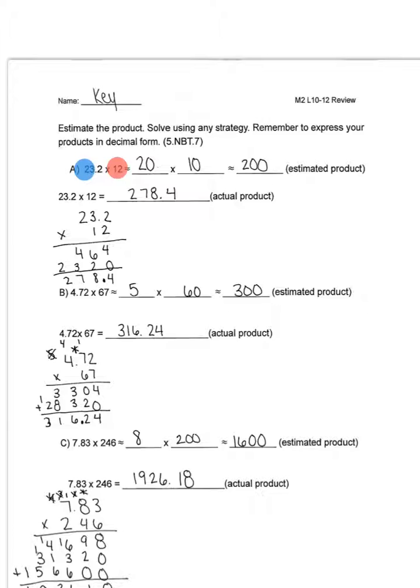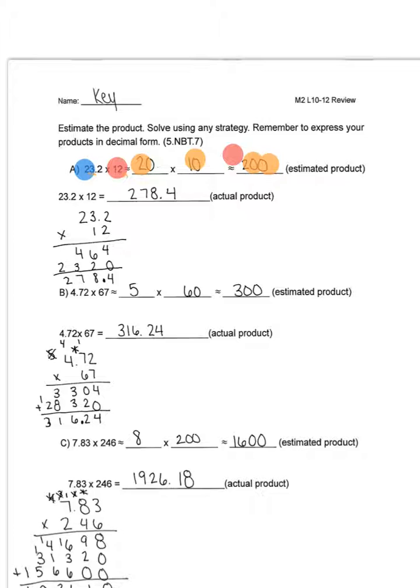And another way to do that is if you look at the number next door, if it's 5 or higher, you're going to want to round up. That's a 3, so we're going to keep it the same. On the 12, it's a 2, so we're going to keep it the same. But if it was a 5 or higher, we would round it up. So 1 times 2 is 2. And then we have 2 zeros, so that's why there's 2 zeros there. So our answer is 200.